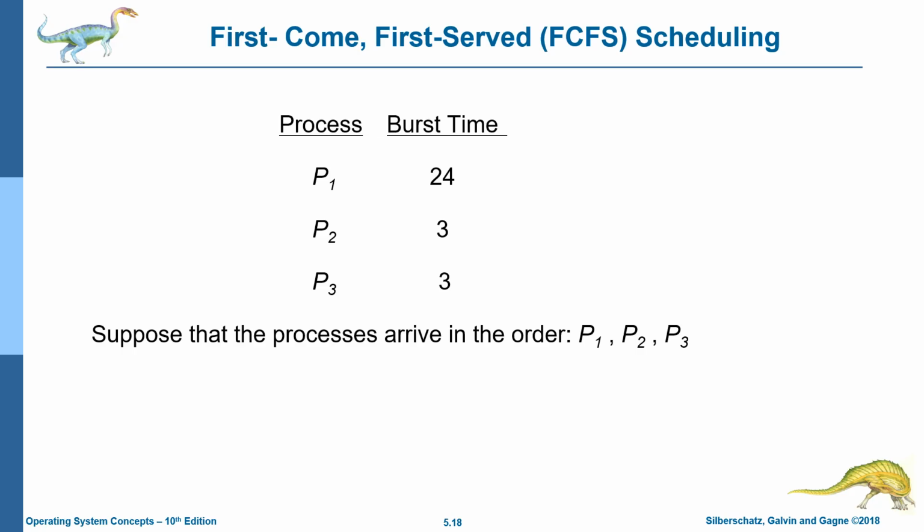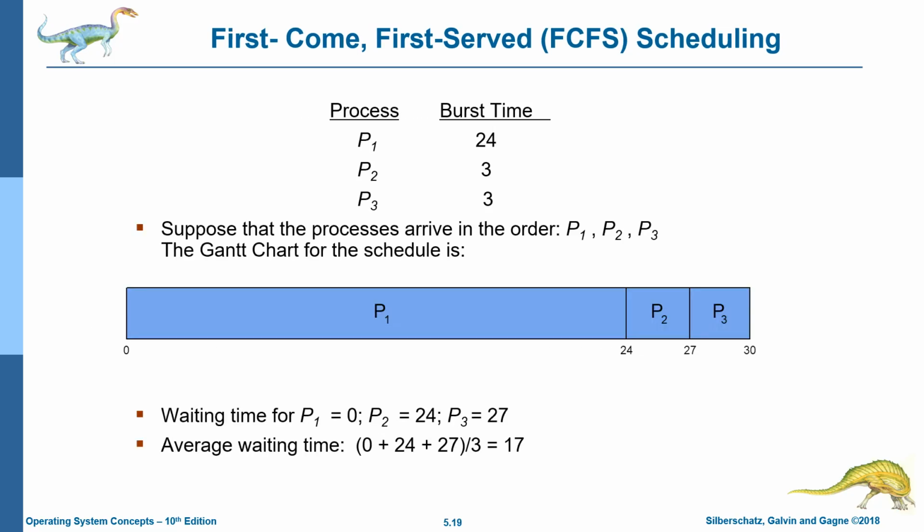We have P1, P2, P3, and the burst time of P1 is 24, for P2 is 3, and P3 is 3. Suppose that the processes arrive in the same order. That means P1 comes first, after that P2 comes, after P2 P3 comes, and all these processes come at the same arrival time, that is 0. So firstly, we will have to draw the Gantt chart.